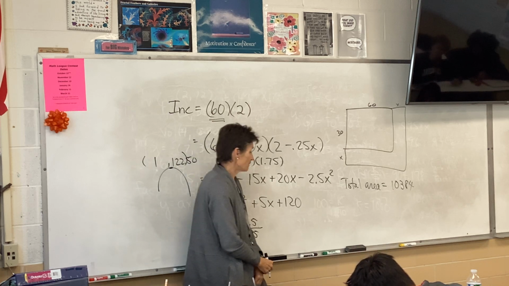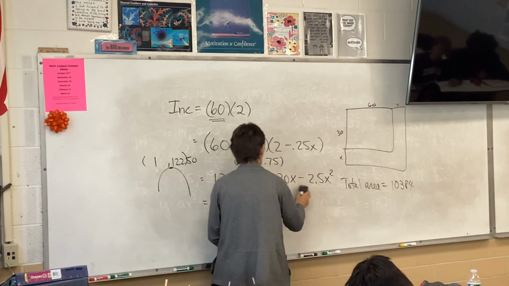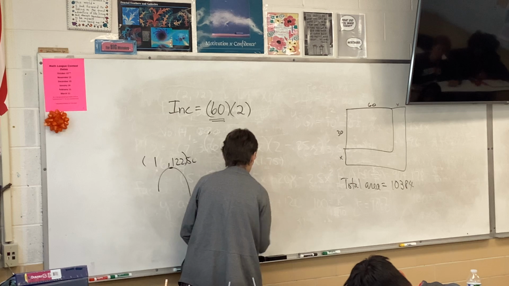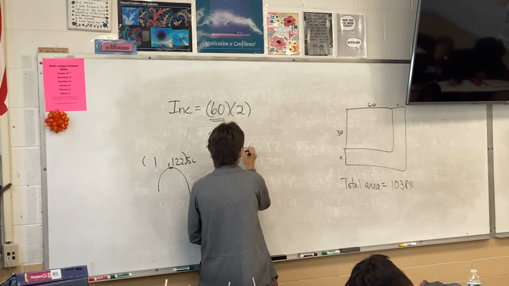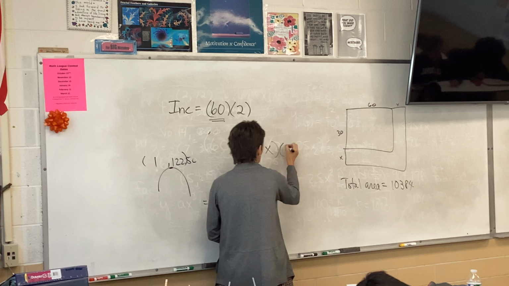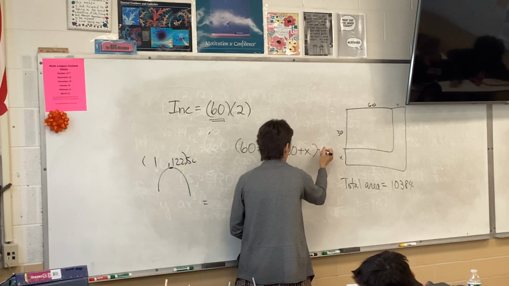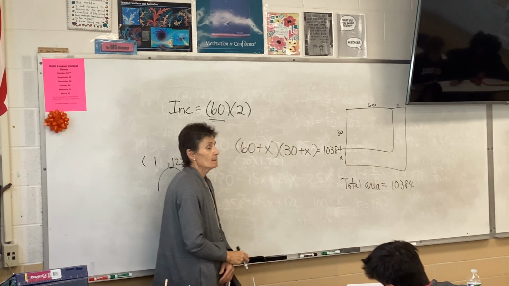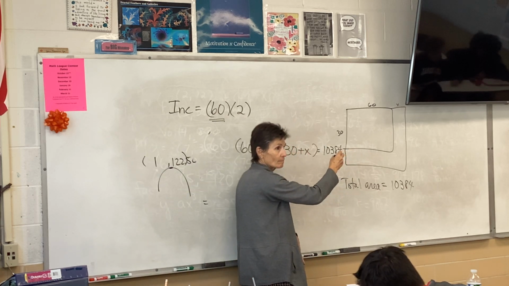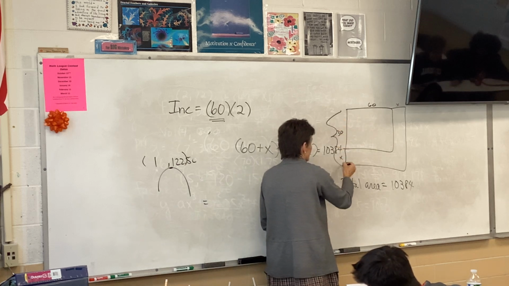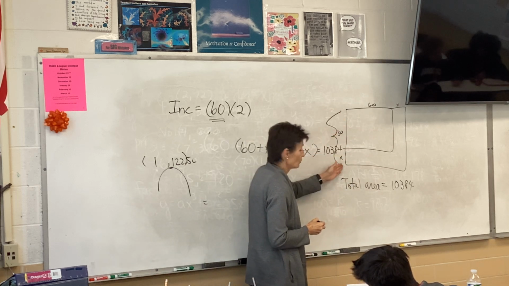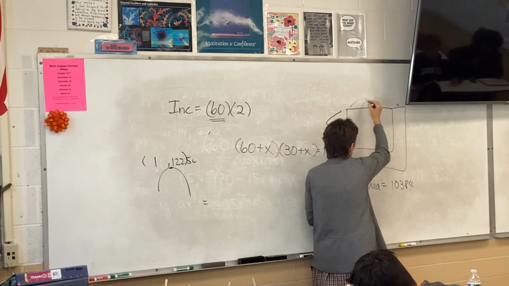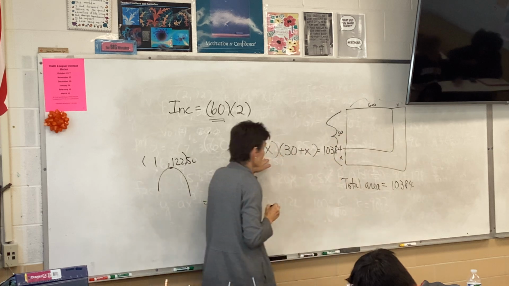All right. Anybody feeling like you can build an equation? 60 plus x, 30 plus x equals 10384. Wow. Was that you, Elijah? Yep. Good job. Because isn't that a rectangle? Sure is. And this is the original 30 plus x more. And that is the original 60 plus x more.